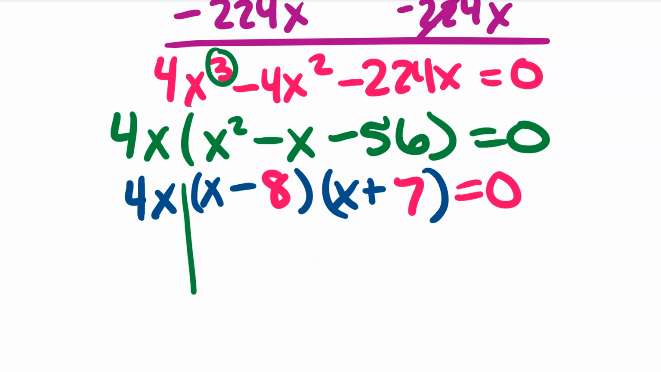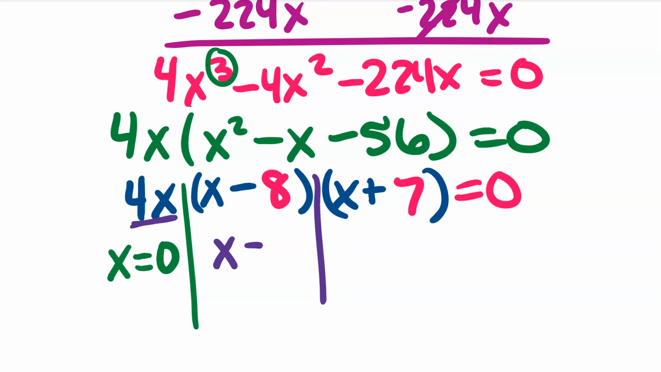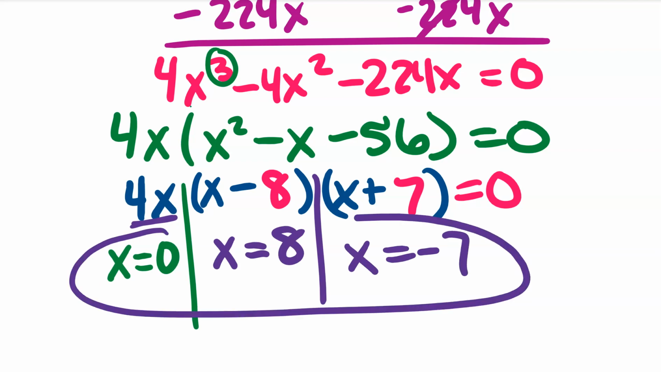So for my zeros, there's one here. This one is always the easy one. It's always going to be x equals 0, because if you plug a 0 in, it's going to get multiplied by 4 and be a 0. So anytime x is by itself like that, you have a 0. This one's going to be x equals 8. And then this one's going to be x equals negative 7. So I am going to have 3 different zeros on this one right here.